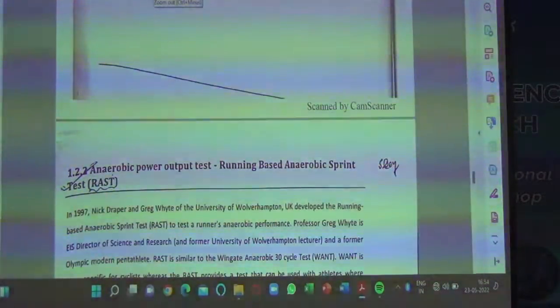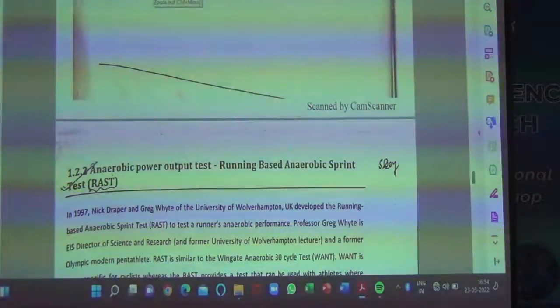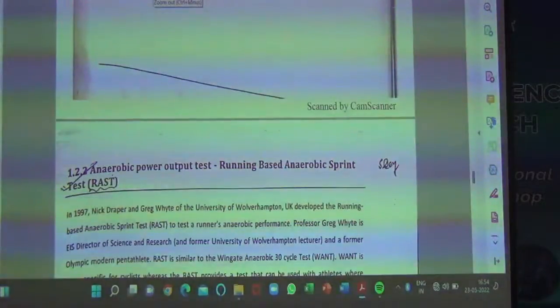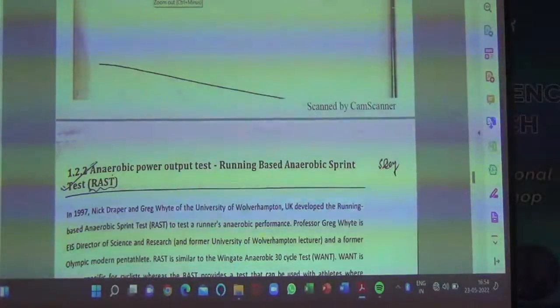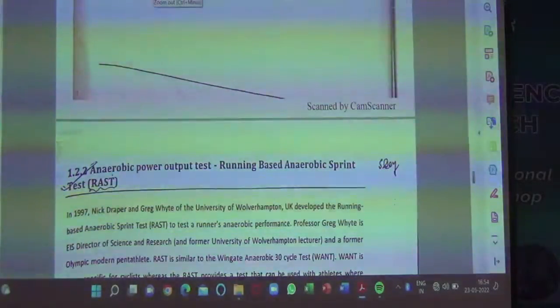What's your weight? Somebody do the calculation. Who is doing? Sir, you are doing the calculation. Somebody please do the calculation and you explain. Who will try to follow the calculation? RAST calculation we are proceeding. So, okay, time first.